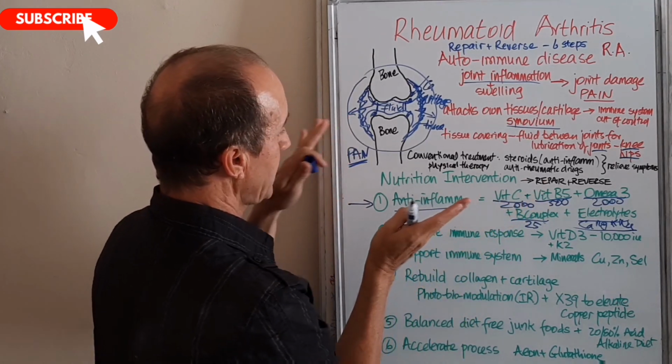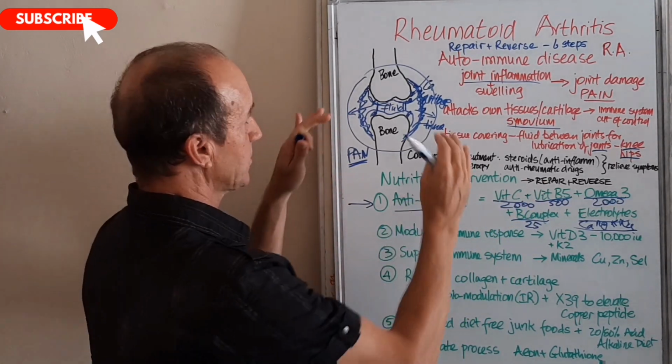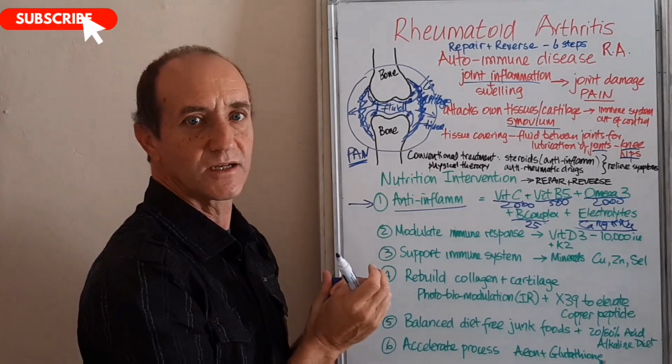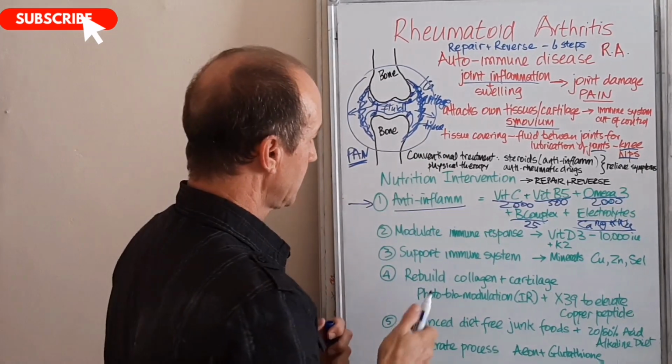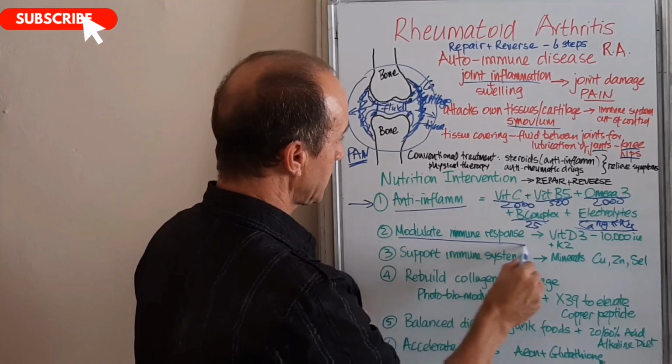So now you've got number 1, anti-inflammatories being there, so it will start controlling the inflammation naturally. That already will start reducing your joint pains. Next thing is you've got to modulate the immune response.